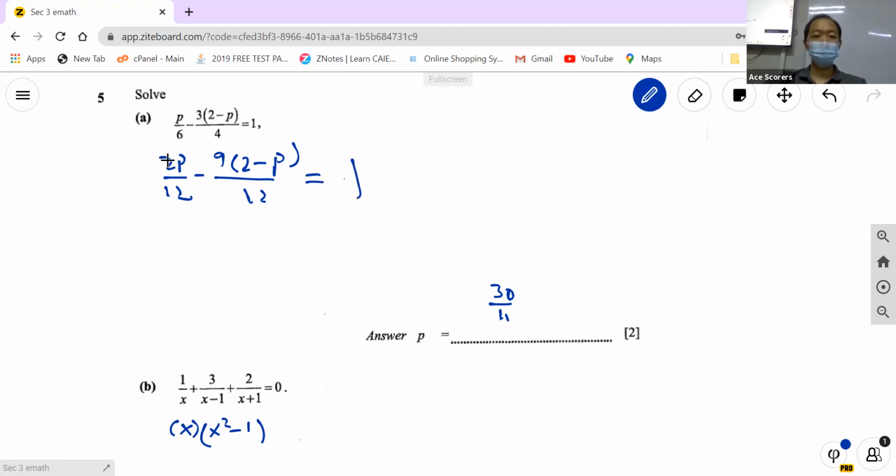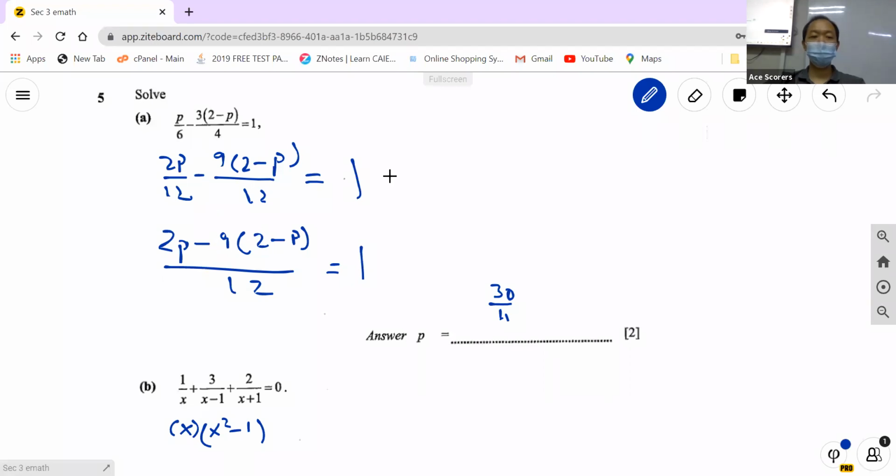So next I'm going to combine these two. So it's 2p, take away 9, 2 minus p, over 12 equals 1. So Jinan, your mistake was you tried to expand and combine at the same time. I combined first, then I expand. You tried to do two in one step. So I combine first.